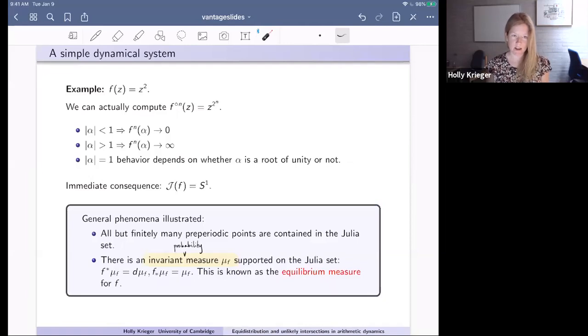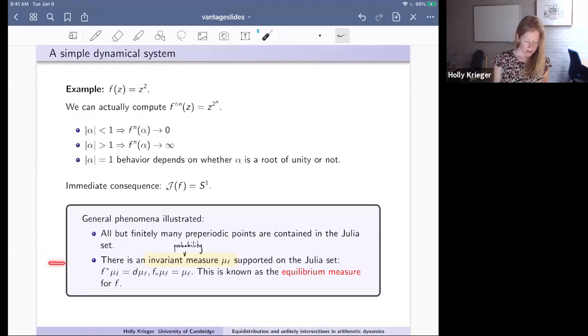So even though this is a simple example, and in general, you can almost never compute a Julia set in this way, there are a couple of very important general phenomena illustrated by this example. So one is that, remember, the pre-periodic points for this map are precisely the roots of unity, 0 and infinity, okay? And so in particular, all but finitely many of those points are contained in the Julia set, in this unstable set, okay? That's generally true for rational maps, okay?